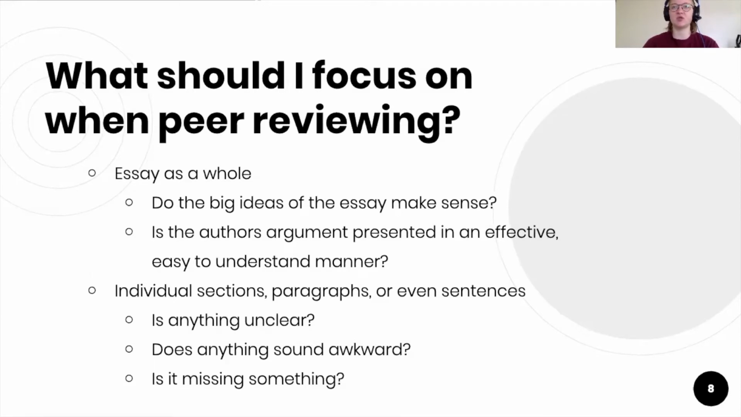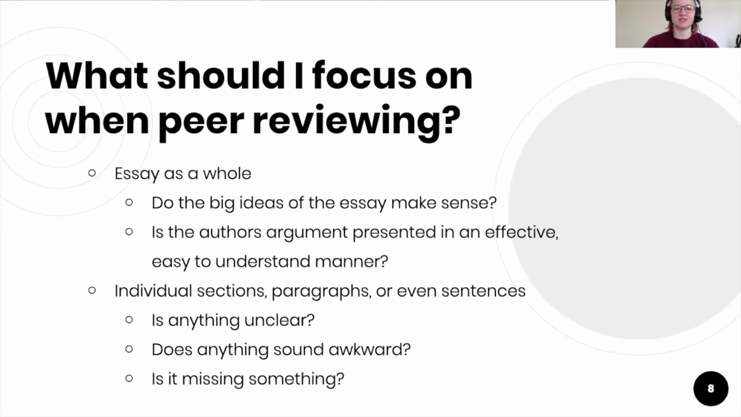What you focus on when you peer review will be dependent on what your goal is. You might want to look at the essay as a whole, or you might want to look at individual sections, paragraphs, or even sentences. Typically, the author will tell you what they want. If you're looking at the essay as a whole, you can ask yourself questions like, do the big ideas of the essay make sense? And is the author's argument presented in an effective and easy to understand manner? If you're looking at individual sections, paragraphs, or even sentences, you might ask yourself, is anything unclear? Does anything sound awkward? Is it missing something?